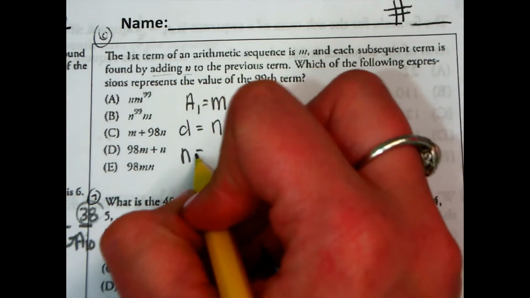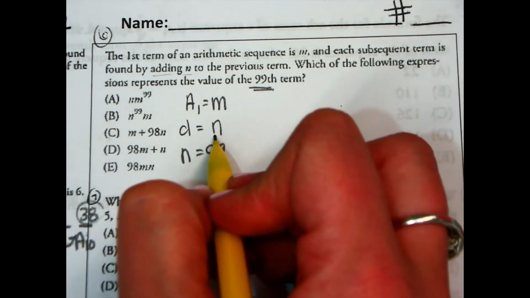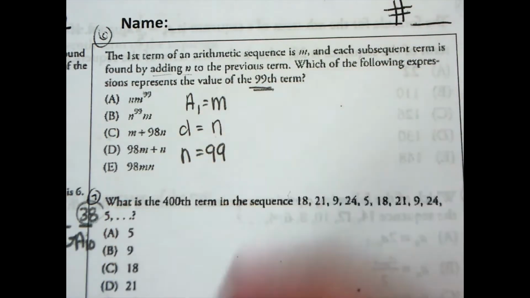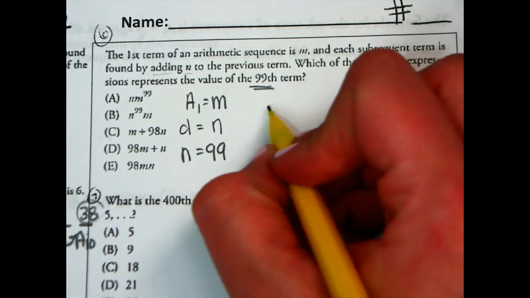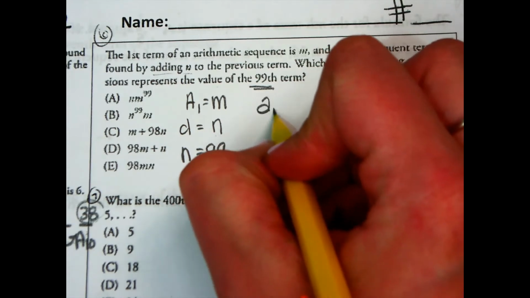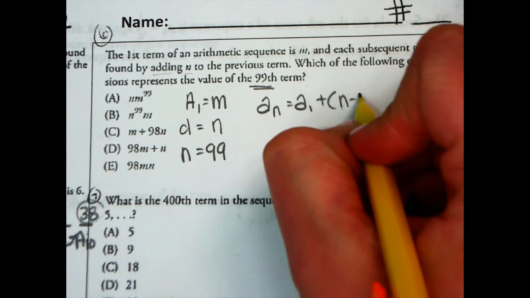So we are dealing with 99 terms. And notice how they chose the letter n in the formula. They're purposefully doing that so you don't know how to do the problem. You're like, oh, I thought n was number of terms. It is, okay? They're representing a different letter here. So I'm going to write my formula. So A sub n equals A sub 1 plus n minus 1 times d.